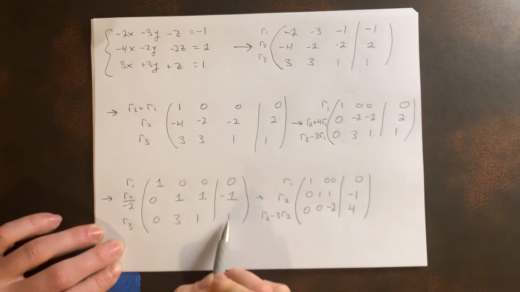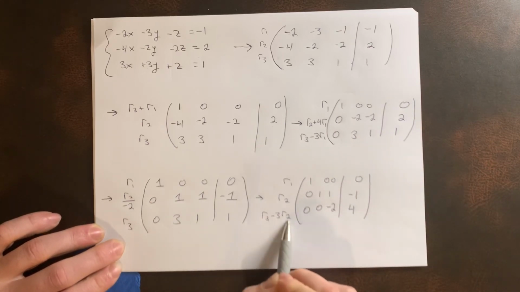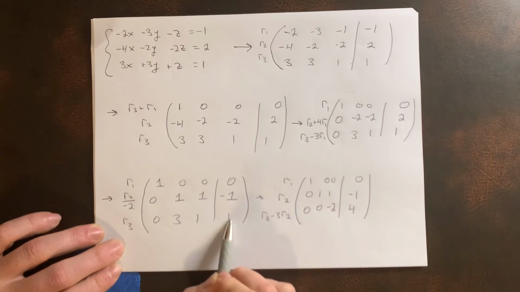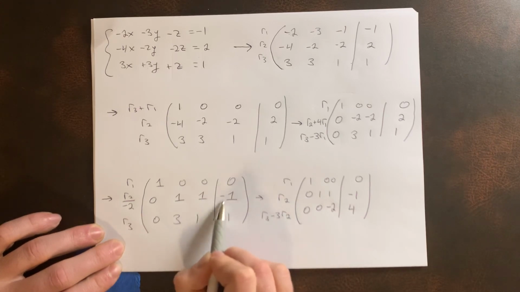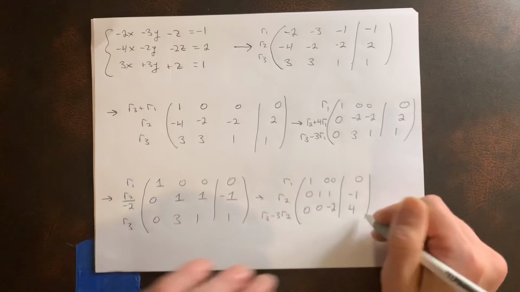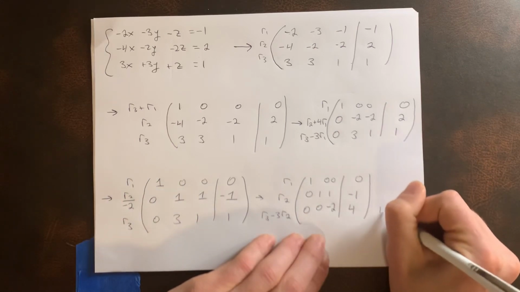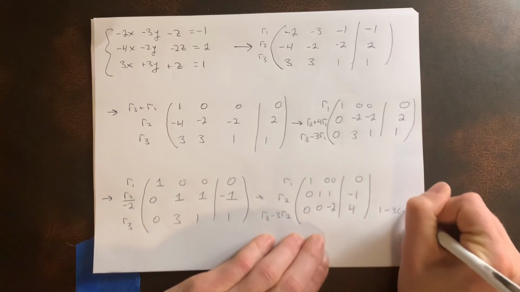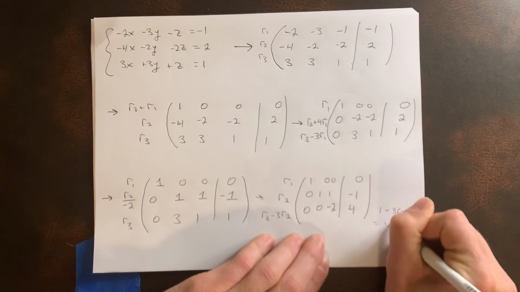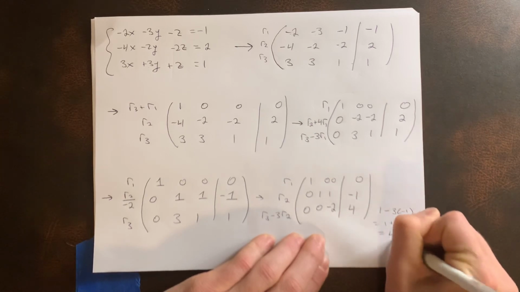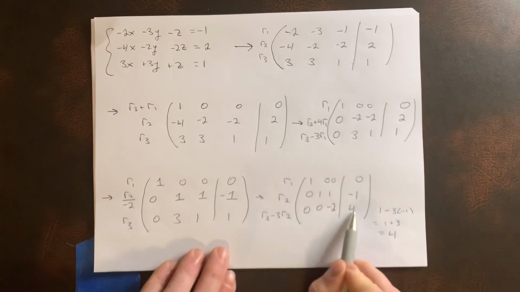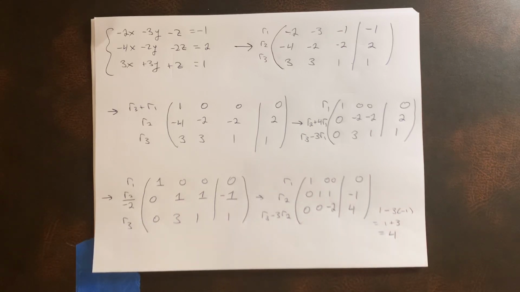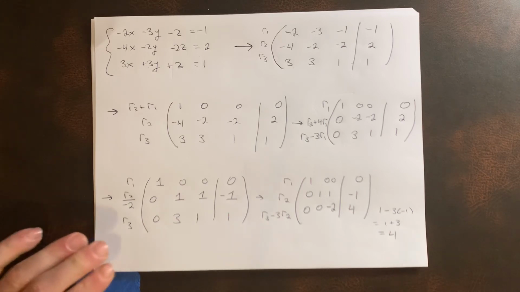Again, so right here we have row 3 minus 3 row 2. So we're going to do row 3, which is 1 minus 3 times this. So just writing that down, this number right here, which is 1 minus 3 times negative 1, which is 1 plus 3, which is 4. That's why there's a 4 right here. Okay, so now we have pretty much everything that we need to figure out what x, y, and z are.